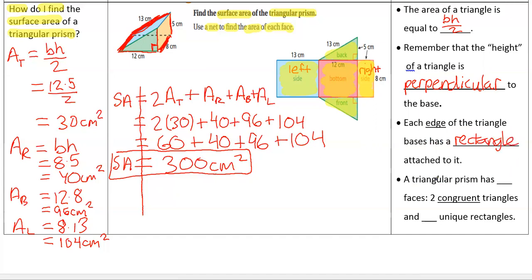All right. A triangular prism has blank faces. How many faces? 1, 2, 3, 4, 5. It has 5 faces, 2 congruent, which means identical triangles, and 3 unique rectangles. Sometimes they're the same. Sometimes 2 of them are the same. But certainly they can all be different.